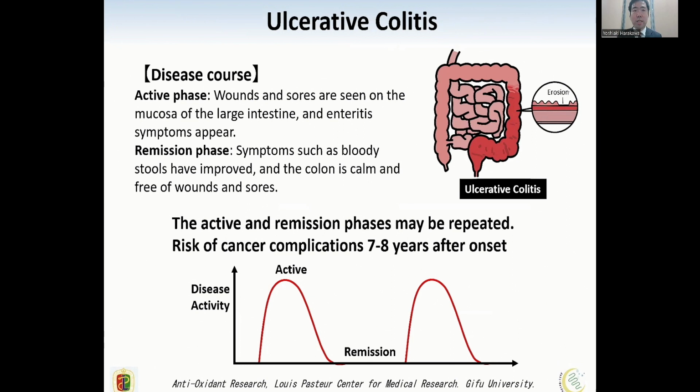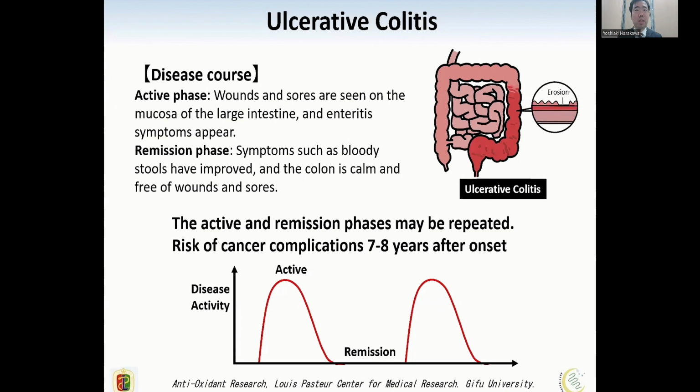Ulcerative colitis has two phases, active and remission. The active phase is when the mucosa of the large intestine shows scars and sores and enterolysis symptoms appear. On the other hand, the remission phase is a period when symptoms such as bloody stool have improved and the colon is calm and free of wounds and sores.